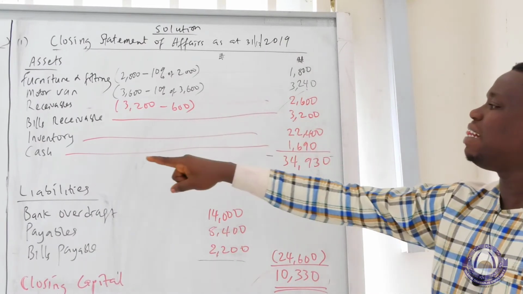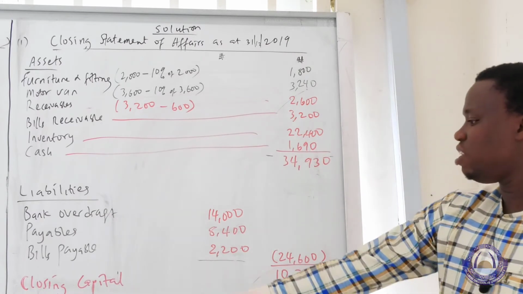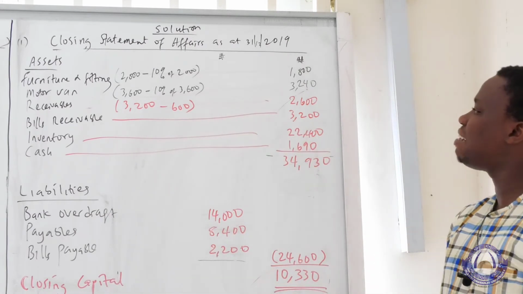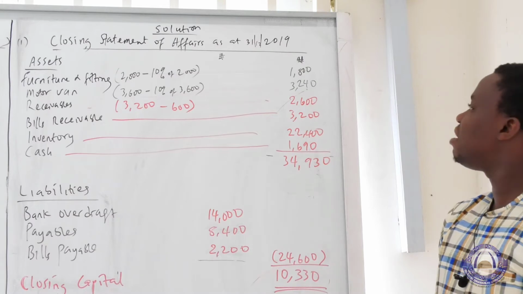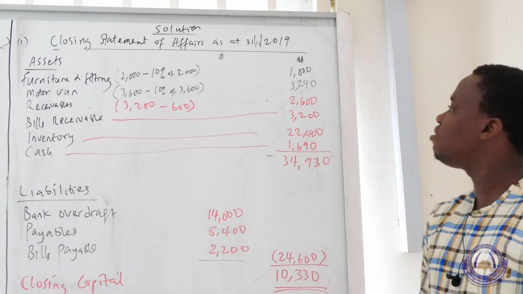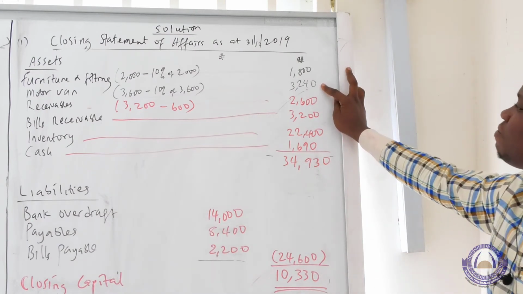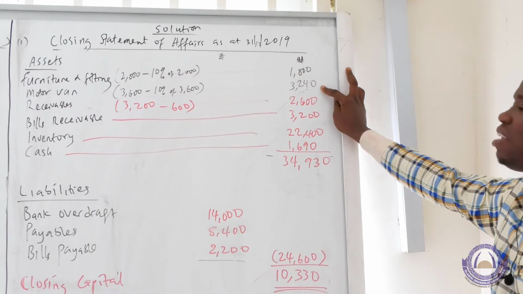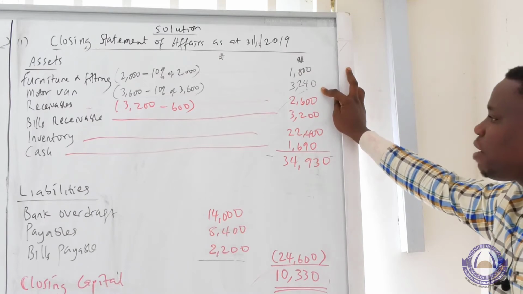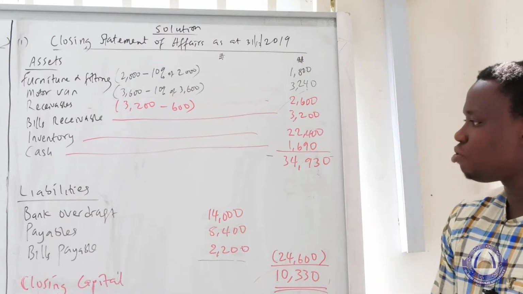Motor van at the beginning of the year was 3,600 naira, but he also agreed to depreciate it at 10%, which is 360 naira. If you deduct 360 from 3,600 naira, the motor van value at the end of that financial year will be 3,240 naira.